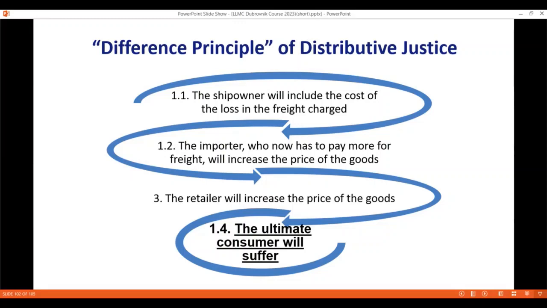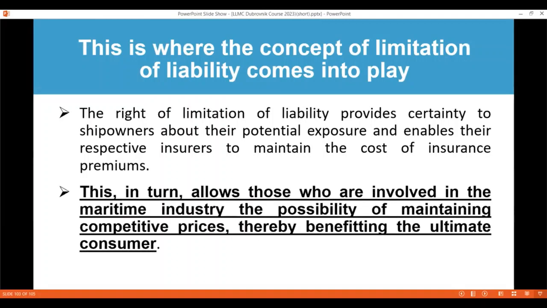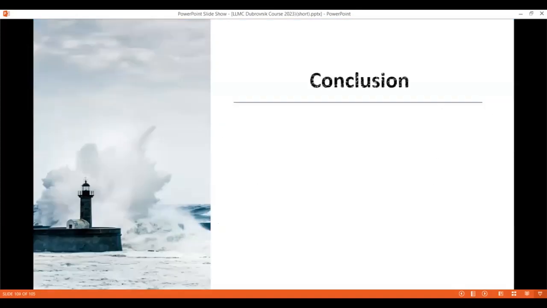So the mere concept of limitation of liability is providing a safety net to the least advantaged members of society, because it provides certainty to the ship owners about their potential exposure and enables the respective insurers to maintain the cost of insurance premium. This in turn allows those who are involved in the maritime industry the possibility of maintaining competitive prices and therefore benefiting the ultimate consumer.